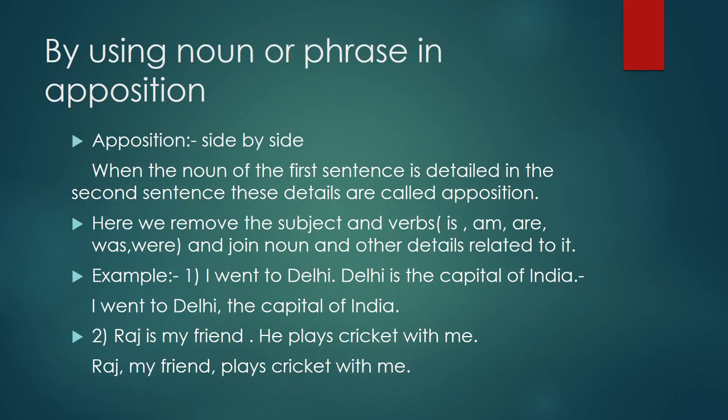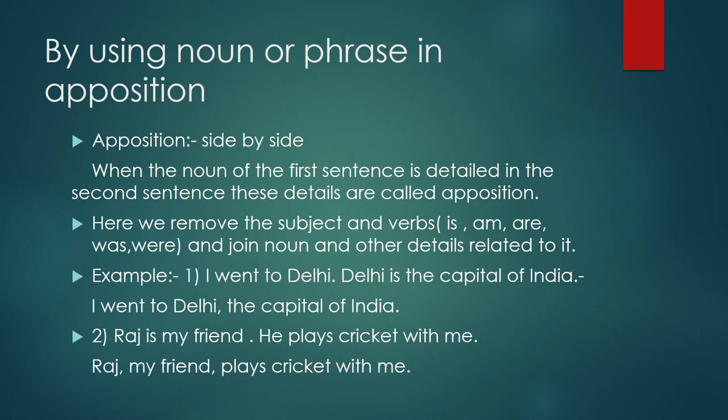By using a noun or phrase in apposition. First of all, the meaning of the word apposition is side by side. When the noun of the first sentence is detailed in the second sentence, these details are called apposition. Here we remove the subject and helping verbs like is, am, are, was, were, and join the noun and other details related to it and make one new sentence.